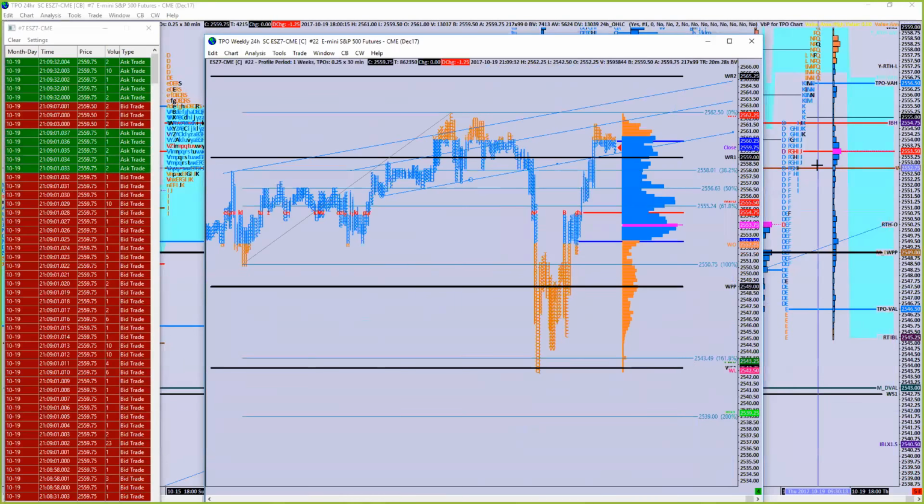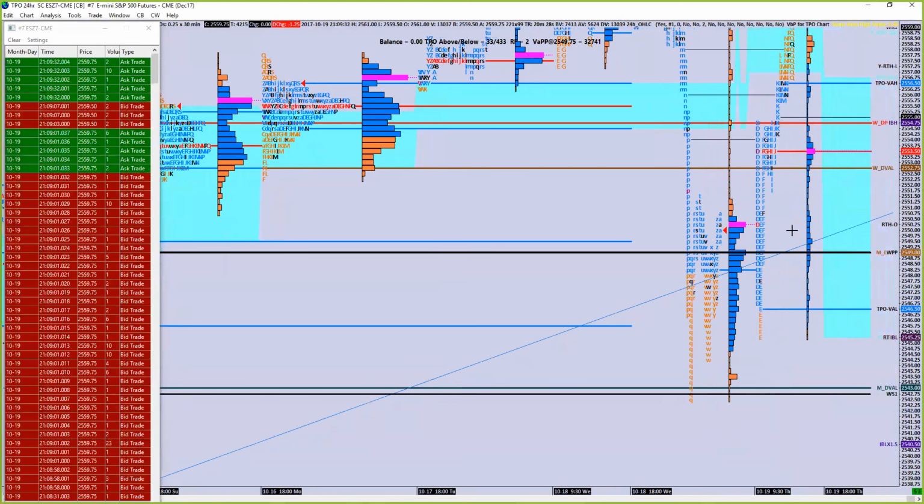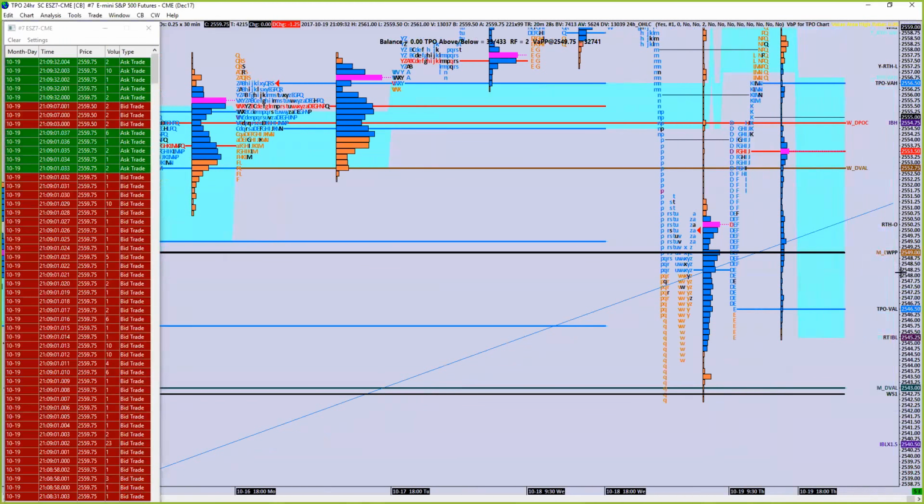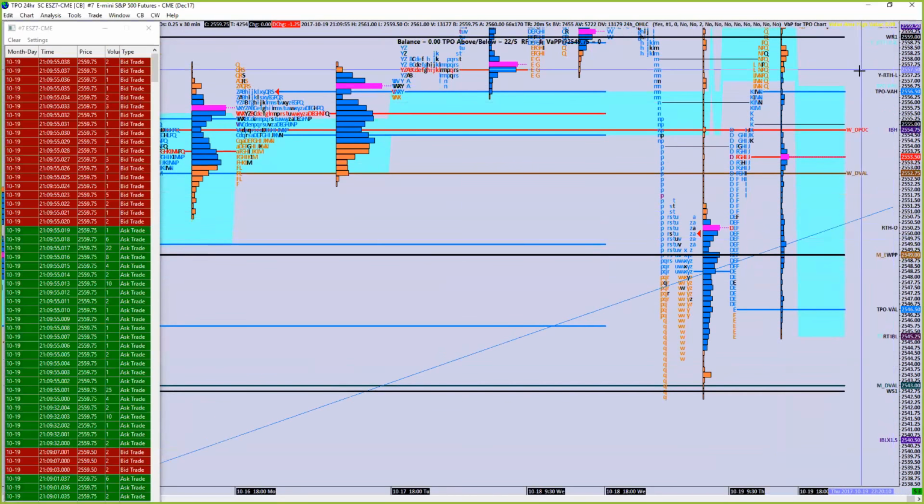I'll show you. It went right to the value area we had just traded down from. And it paused underneath that value area. Then it traded to the POC. Then it traded to the top, tested above. Right now, I'll show you what I'm thinking looking at this.